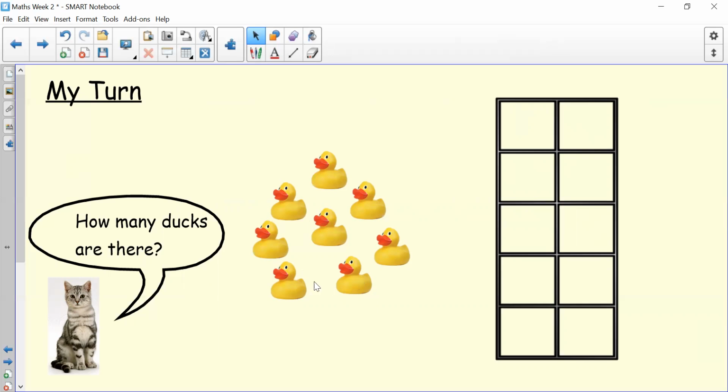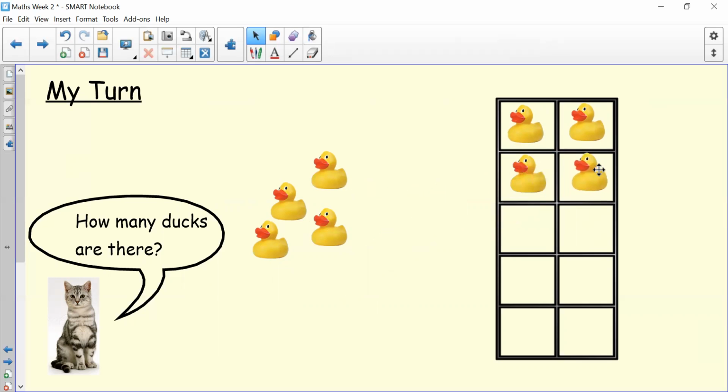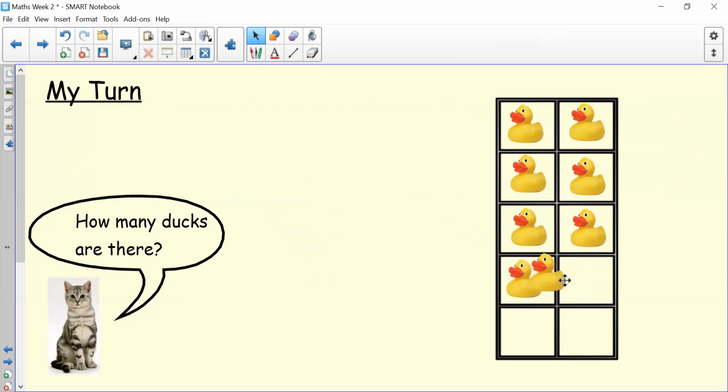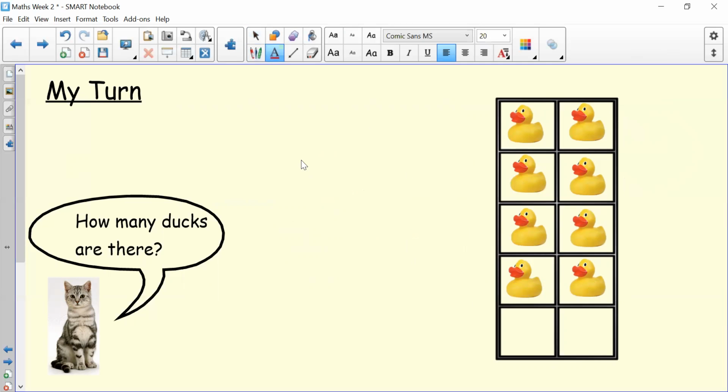But if I move them into the 10 frame, like this, what can you notice about the 10 frame, especially when we look at it in this way round? What can you notice about it? That's right, it's kind of grouped into 2s, isn't it? Because each row, when we look at the 10 frame this way up, has got 2 in it. So we can use the 10 frame to help us count in 2s. Right, so we have 2, 4, 6, 8 ducks. There are 8 ducks. So it's much easier to count when things are arranged in 2s and when we count in 2s.